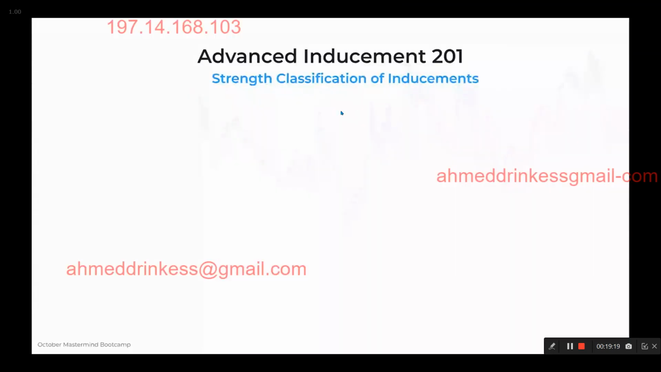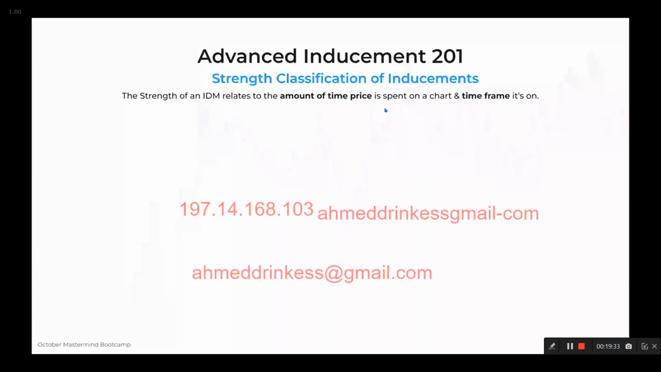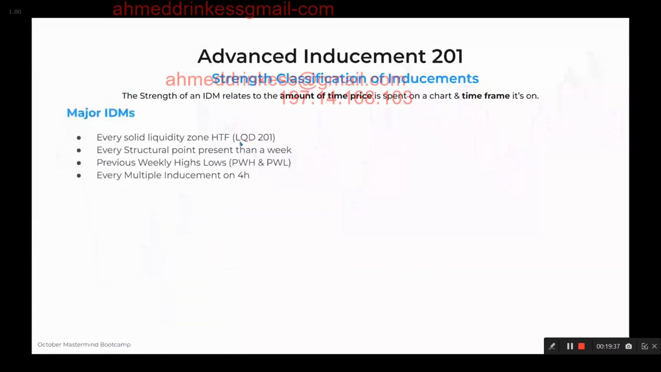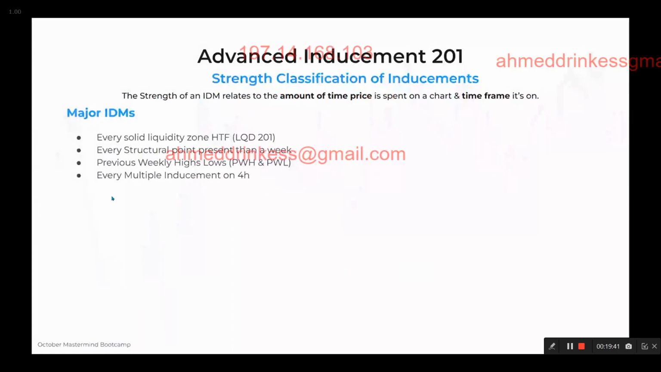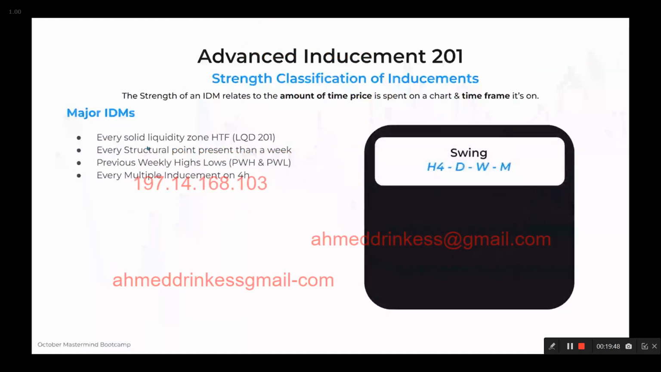Advanced inducements, strengths classifications. The strength of inducement relates to the amount of time price spent on the chart and the time frame it's on. Three types of strengths. As Antoine said, we have major inducements as the first one. Major inducements are every solid liquidity zone on the higher time frame.